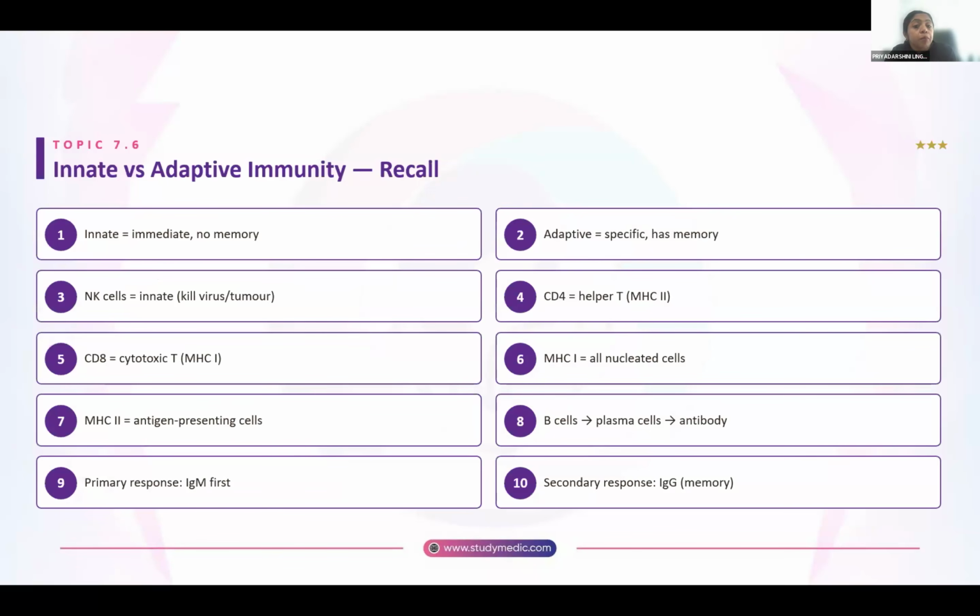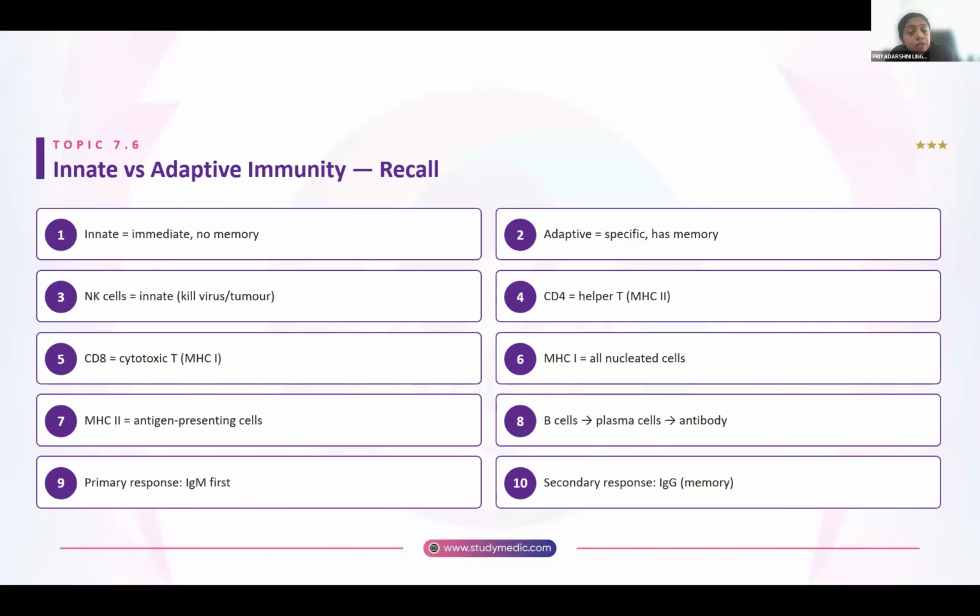Now let's look into the important recalls of your innate and adaptive immunity. Innate immunity is immediate, there is no memory. Adaptive immunity is specific and it has memory. Your NK cell is a classical example of innate immunity. This is going to kill the virus and it also kills the tumor cells.